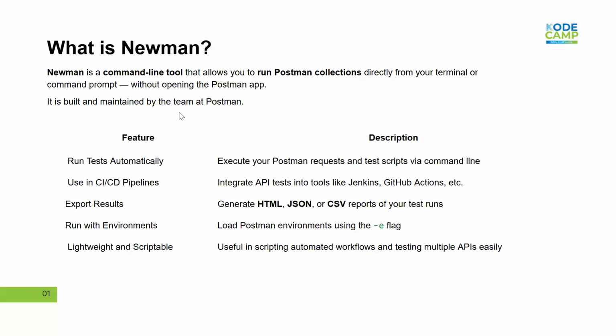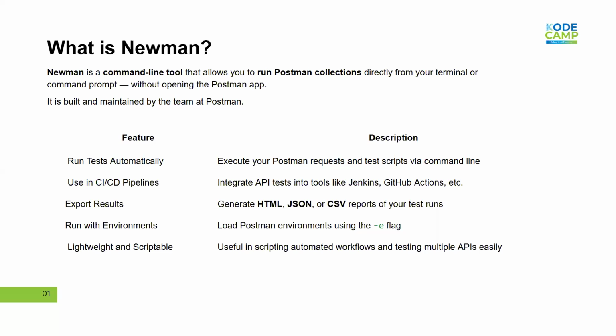So now, Newman is a command line tool that allows you to run a Postman collection, as I've explained earlier. It allows you to run a Postman collection directly from your terminal. You don't need to open your Postman before you can run a Postman collection. In as much as you have exported that Postman collection you want to run, you can just open your terminal and run that script, and everything will run again. Victor, your mic is not muted.